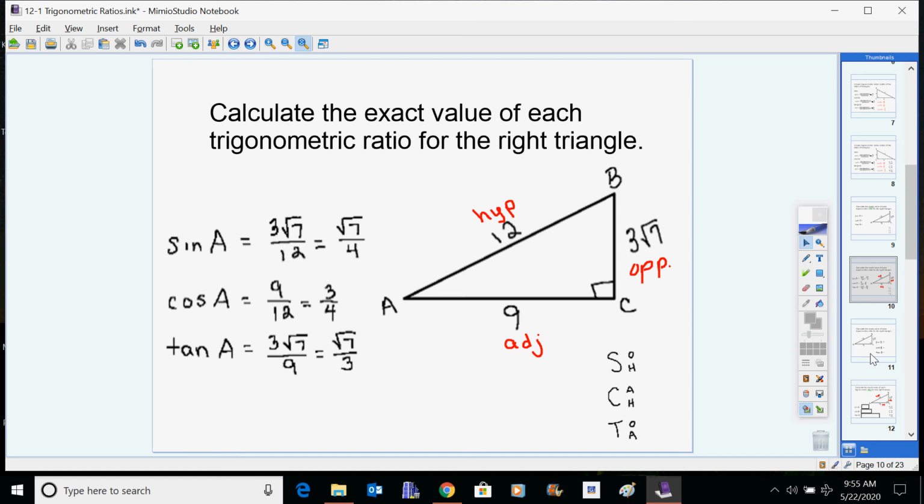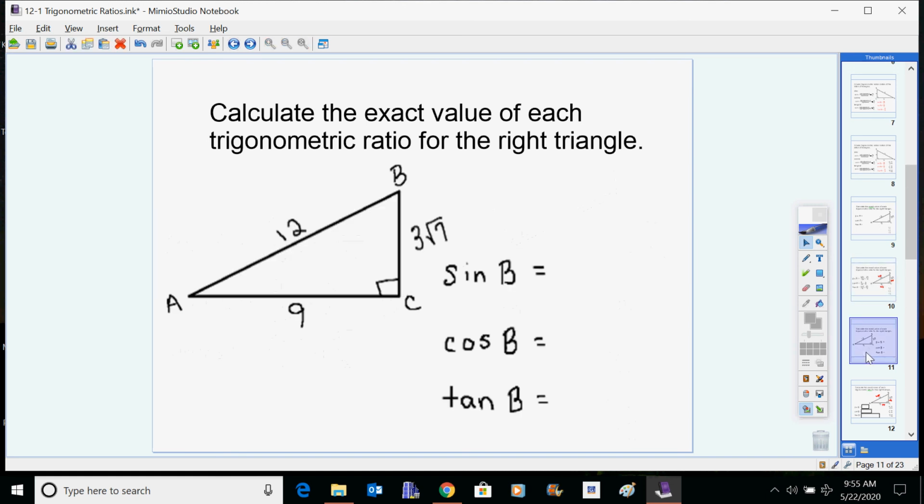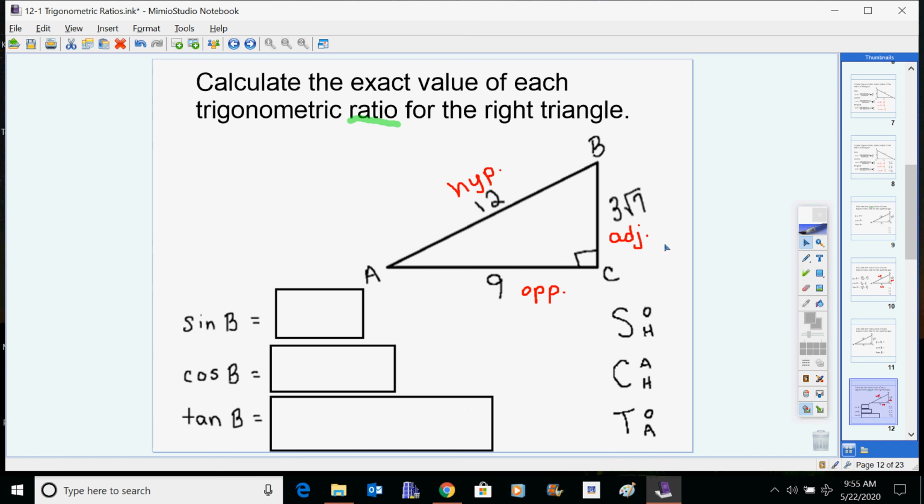Okay, let's do this again. Oh wait, that's the same triangle. Yes, it is. It's the same triangle. But notice now we're looking for the sine of B and the cosine of B and the tangent of B. So you need to relabel your opposite and your adjacent and your hypotenuse. It's the same picture, yes. Our hypotenuse is still 12. But now because we're working off of B, the opposite is 9. And the adjacent is 3 square root 7.